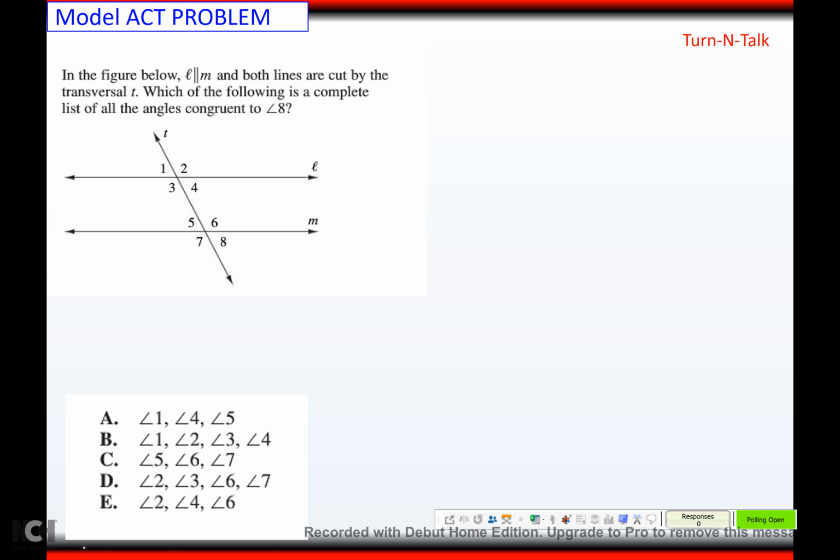Alright, try this one. Hit pause. Come back when you're ready. Alright, and hopefully you got A.